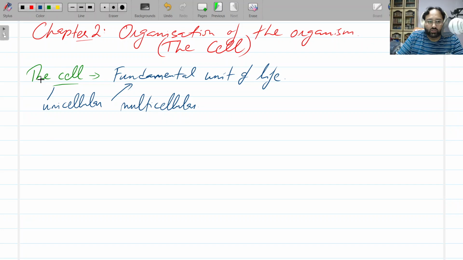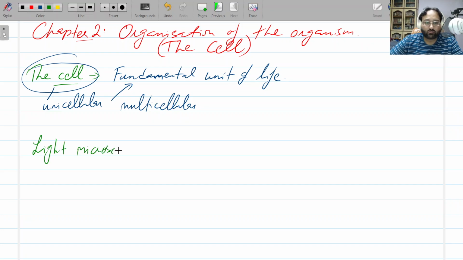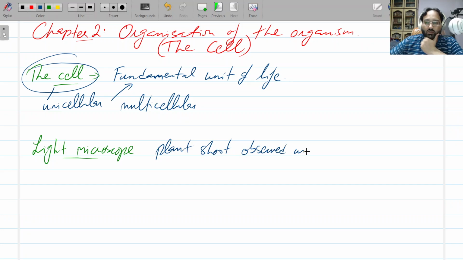Now, how do we get to know this? How do we observe the cell? How do we see the cell so that we're able to study it, like what's inside it? And for that, as far as the O-level syllabus is concerned, we have the light microscope. So when a piece of an organism, for example a plant shoot, is observed under this light microscope.